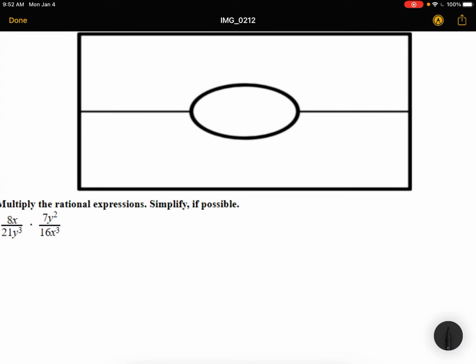Hi everybody and welcome. Today we're going to be talking about multiplying and dividing rational expressions. So your goal after watching this video will be to have some comfort and fluency multiplying and dividing rational expressions. To get started, just a quick reminder for our vocab word.